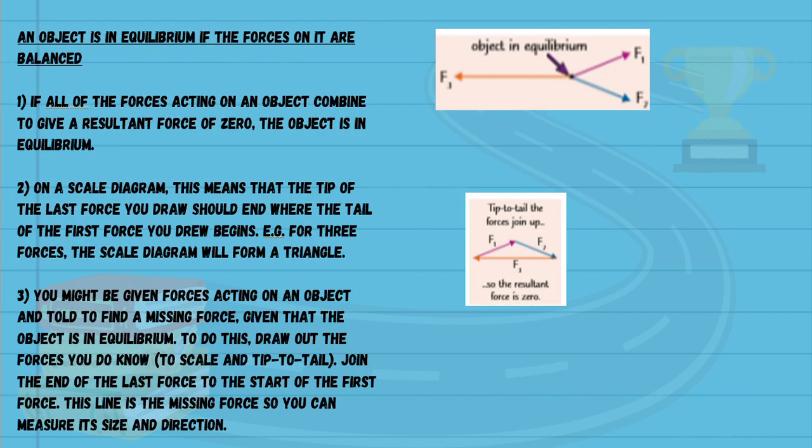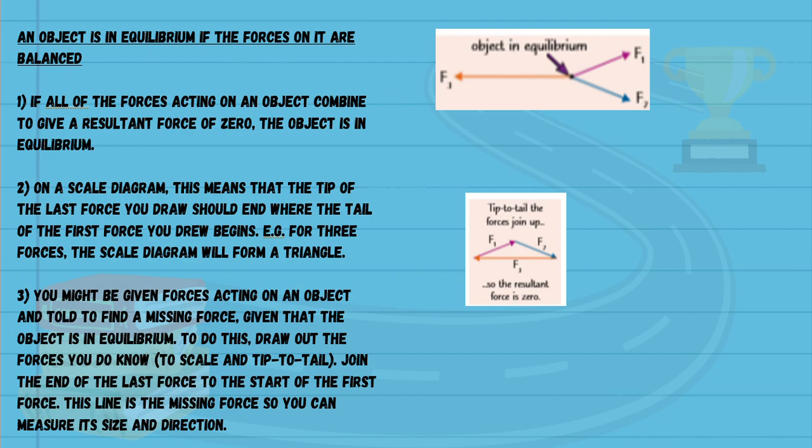An object is in equilibrium if the forces on it are balanced. If all of the forces acting on an object combine to give a resultant force of 0, the object is in equilibrium. On a scale diagram, this means that the tip of the last force you draw should end where the tail of the first force you drew begins. For example, for 3 forces, the scale diagram will form a triangle.